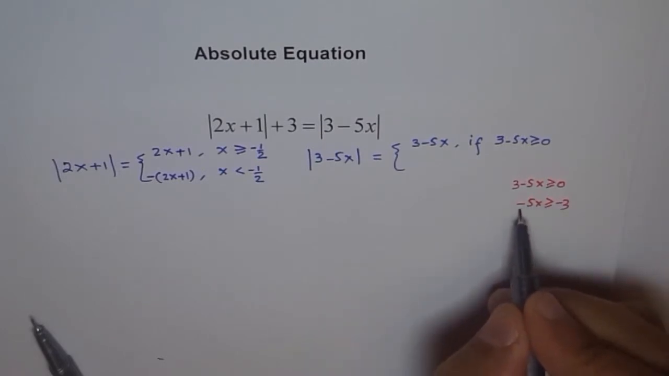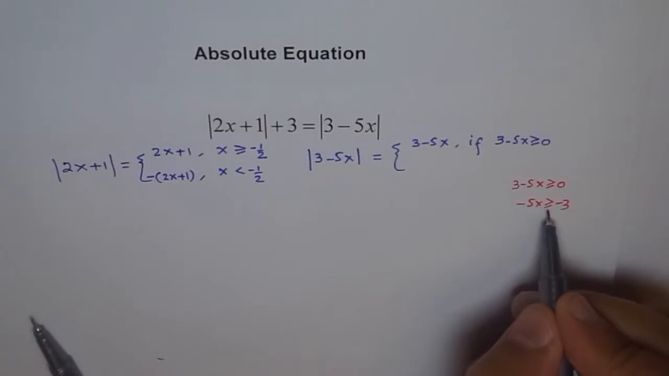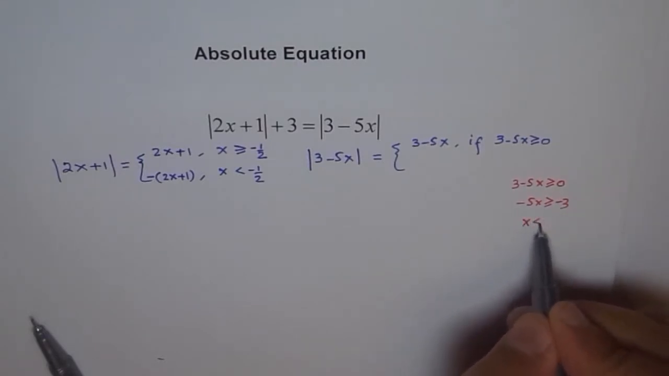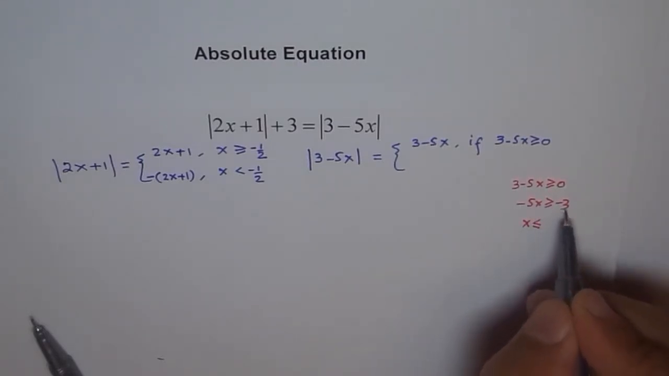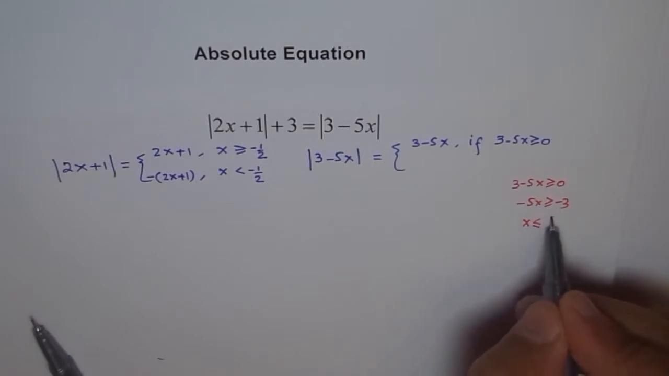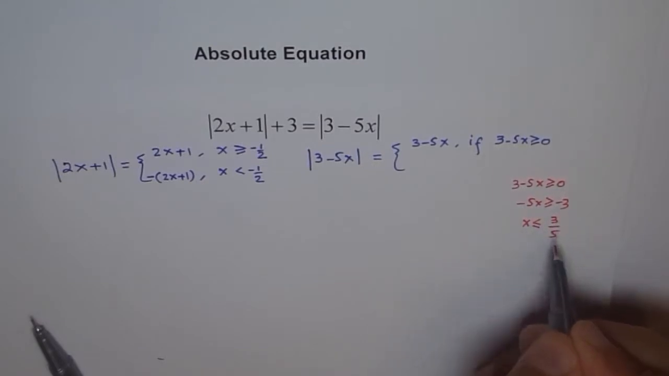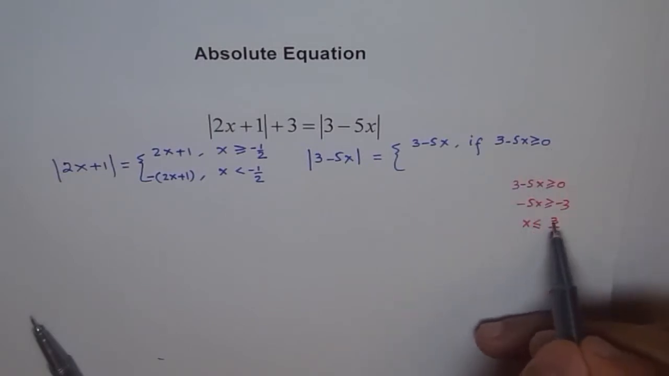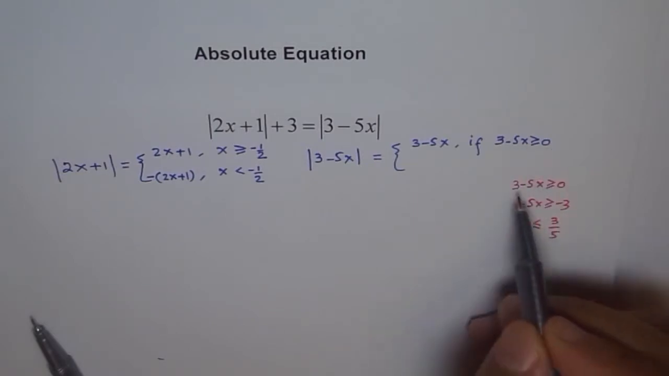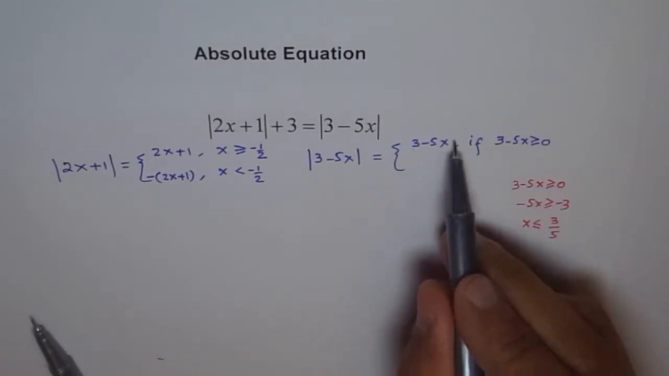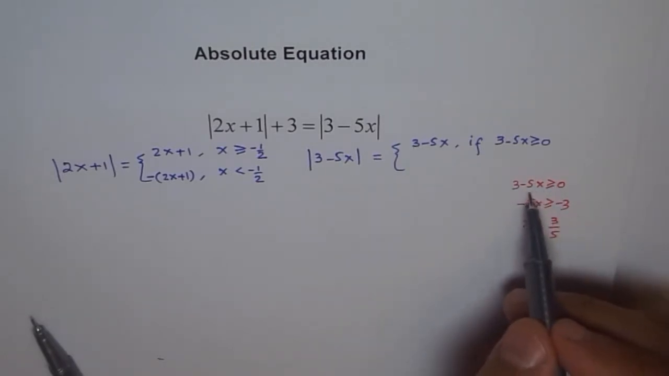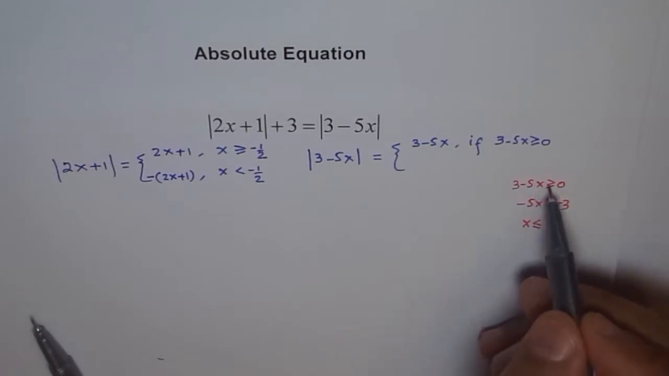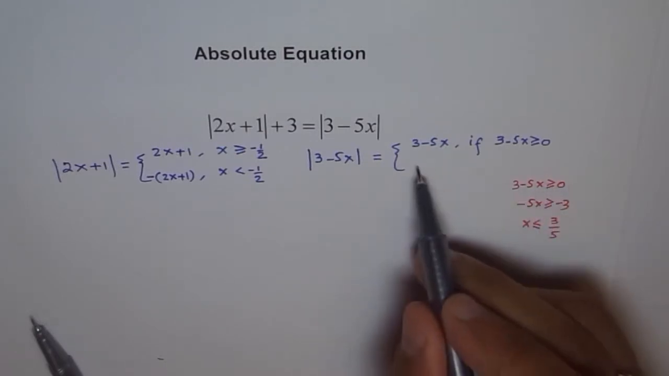Now we can divide by minus 5. When we do so, we have to change this inequality also. So x is less than or equal to minus 3 divided by minus 5, which gives me 3 over 5. Do you see that? So this actually means when x is less than or equal to 3 over 5, then it is positive, right? So if it is positive, it should be taken as positive only. But if it is less than 0, then it should be made negative.